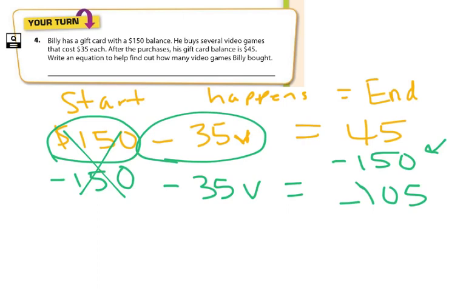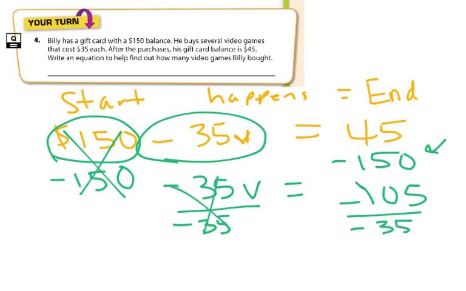Now I want to find out what the v is, so I've got to divide because it's being multiplied. So the inverse of that is divide. They're being multiplied, so I have to divide to get rid of it, right? I could divide by 35 on both sides. So divide by negative 35, I should say. Okay?